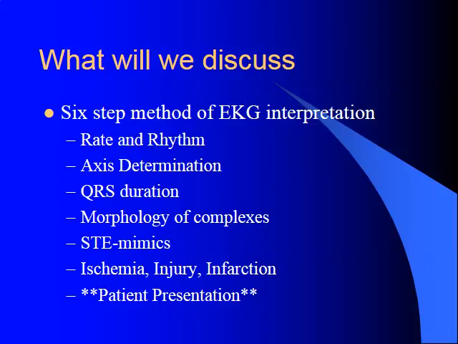So right now, we're going to take a brief moment to talk about our 6-step method of EKG interpretation. The good news is that you guys got a lot of this down already. For example, step 1, our rate and rhythm, you should have down. Our QRS duration, you should be able to figure that out. Morphology of our complexes, you should be able to do that. The things that we're going to really emphasize are our axis determination, the STEMI mimics, and then ischemia, injuries, and infarctions.